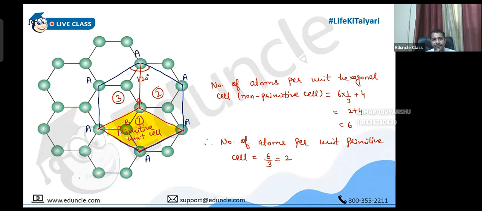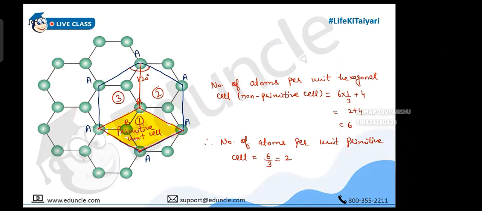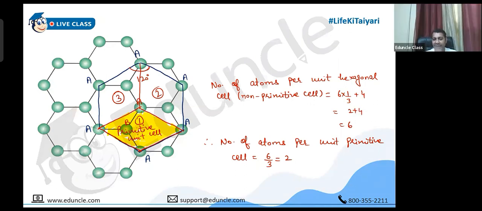Clear? Yes, sir. So because there were 6 atoms corresponding to the non-primitive unit cell, and the non-primitive unit cell consists of 3 unit cells, the number of atoms per primitive unit cell is 6 by 3, that is 2. Two, one of A type and one of B type. So this way things are more clear rather than just writing the number 2. That is one of each kind, A type, B type. Clear?